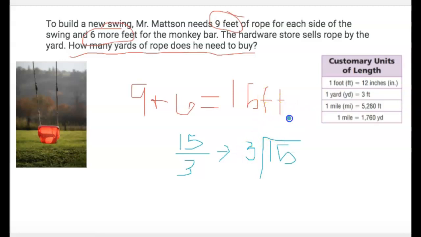So hopefully we all know that 3 goes into 15 5 times evenly with no leftovers. So what that means is that he's going to need 5 yards of rope so that he has enough rope for 15 feet.